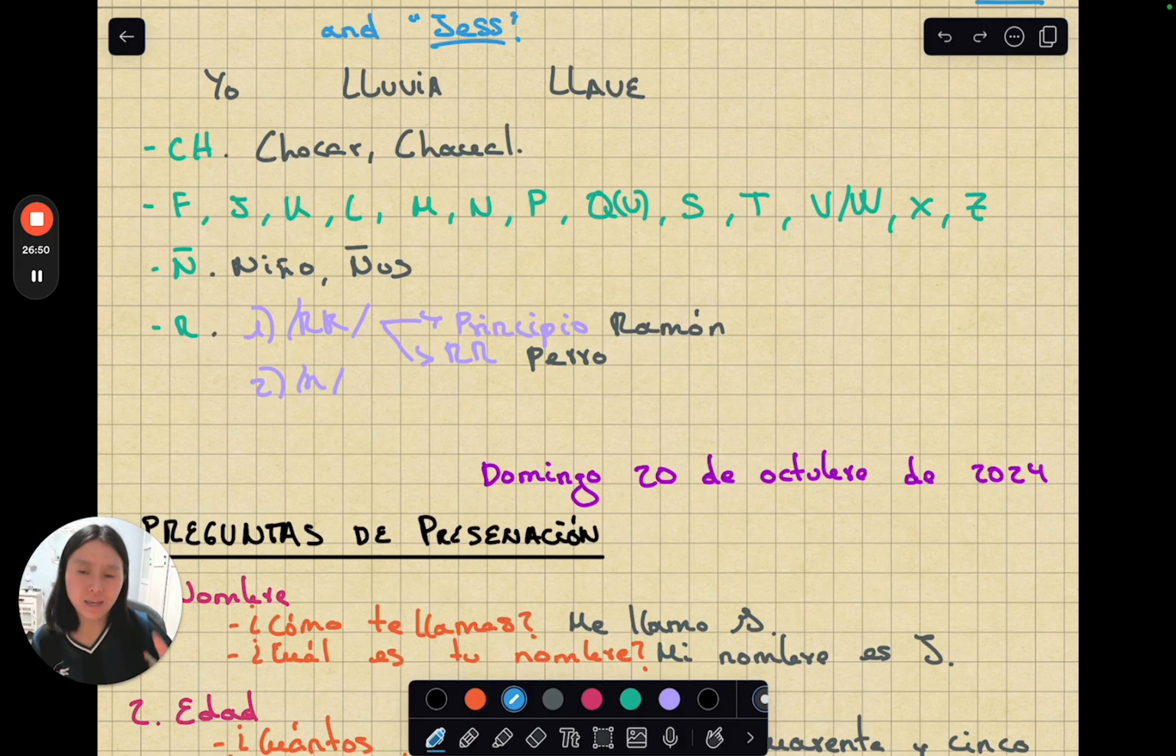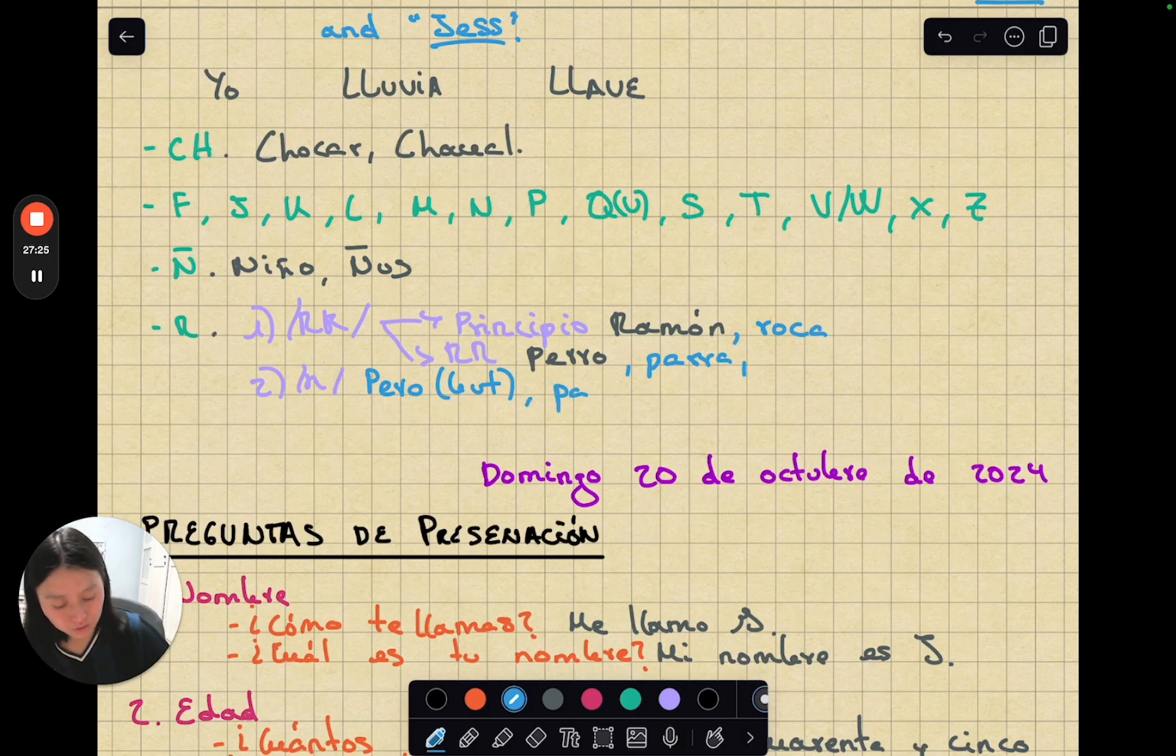And then the R. We have two R's in Spanish. Whenever the R is at the beginning of the word or it's written twice, it's pronounced like a hard R. Ramón, perro, parra, okay? Roca, rock, roca, okay? The rest of times is a soft R, like for example, pero. Pero means but. Pero. Para, which is for.